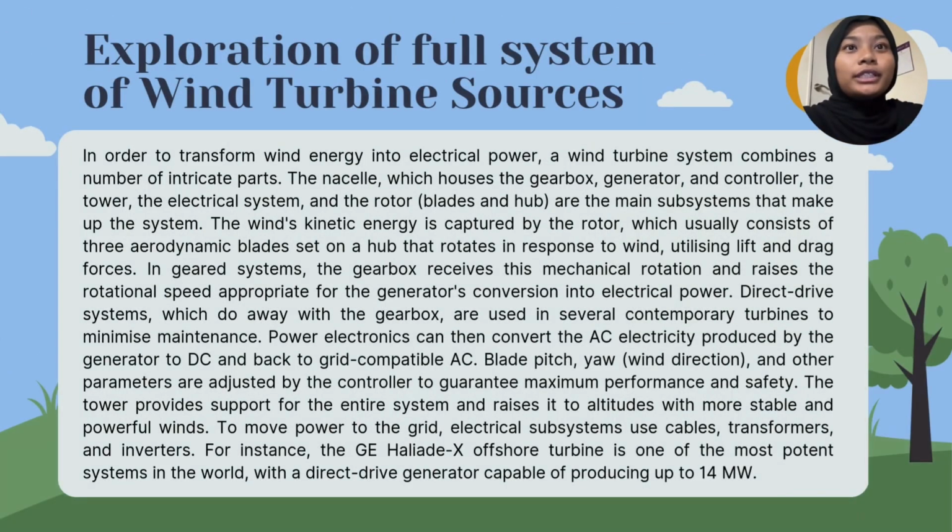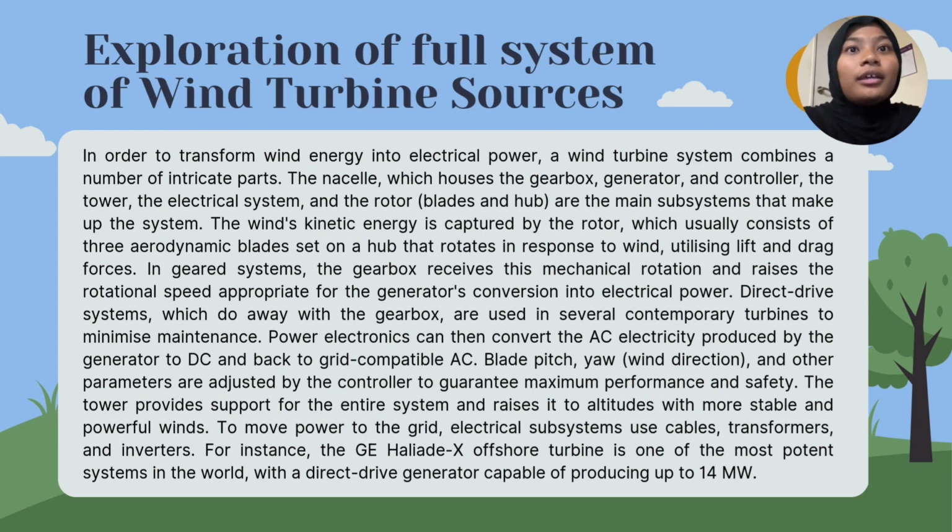Next, the exploration of a system of wind turbine sources. In order to transform wind energy into electrical power, a wind turbine system combines a number of intricate parts. The nacelle, which houses the gearbox, generator and controller, the tower, the electrical system, and the rotor, which is blades and hub, are the main subsystems that make up the system.